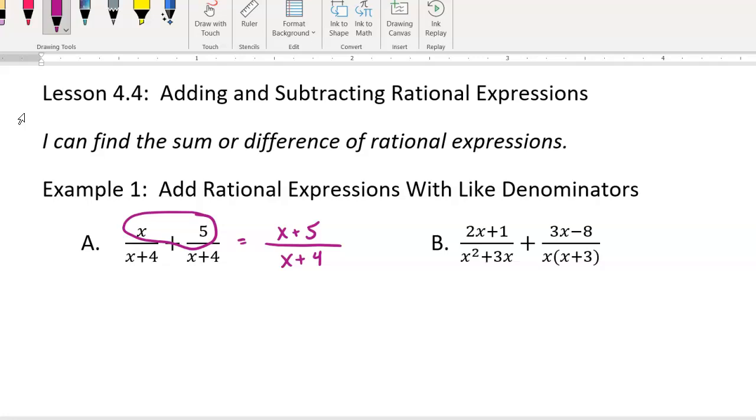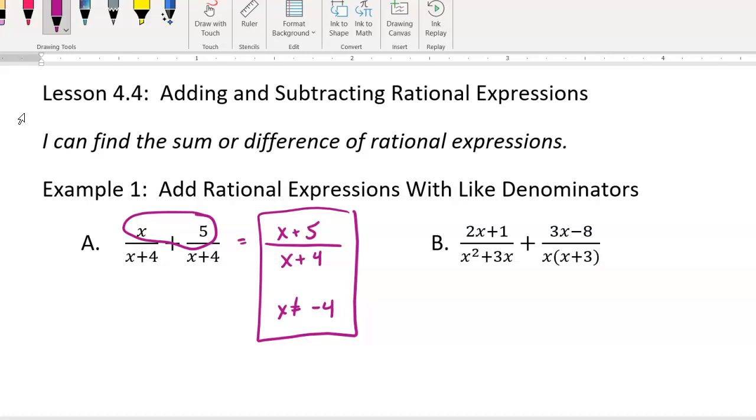Now remember, when we work with rational expressions, we always want to identify what x can't equal. And so in this case, because we don't want to have a 0 in our denominator, x can't equal negative 4. So our rational expression would simplify to be x plus 5 over x plus 4, and x can't equal negative 4.